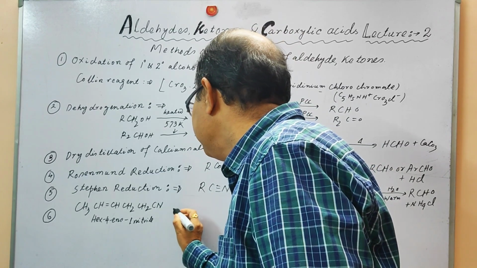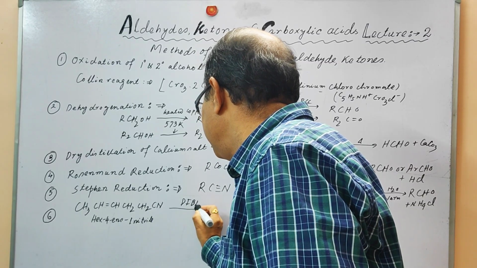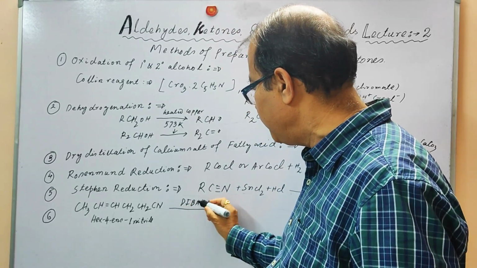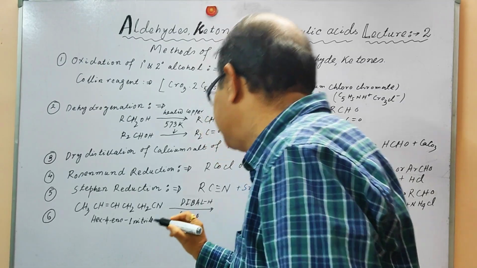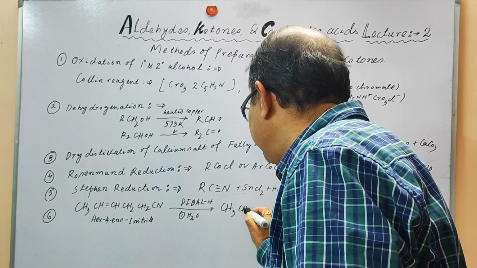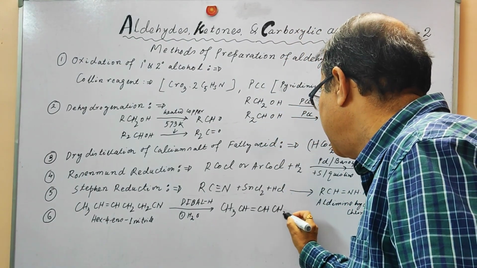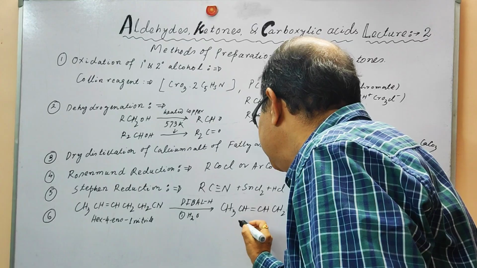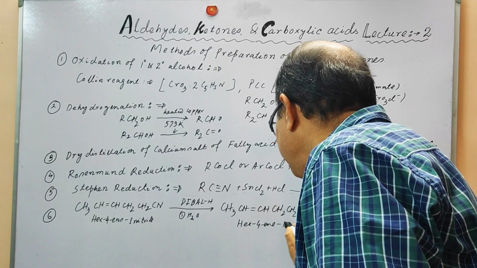And when this is treated with diisobutyl aluminum hydride and correspondingly hydrolyzed, it is going to produce this aldehyde where we can find the double bond is unaffected. This is hex-4-en-1-al.